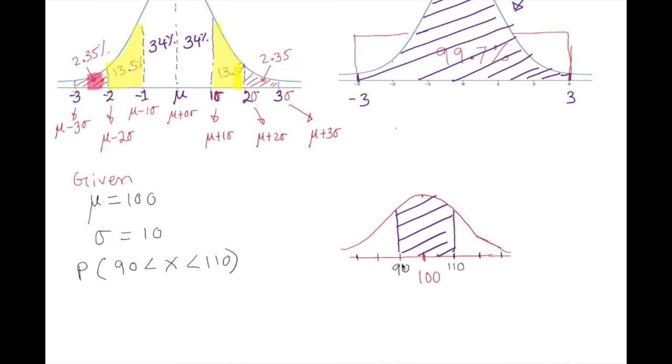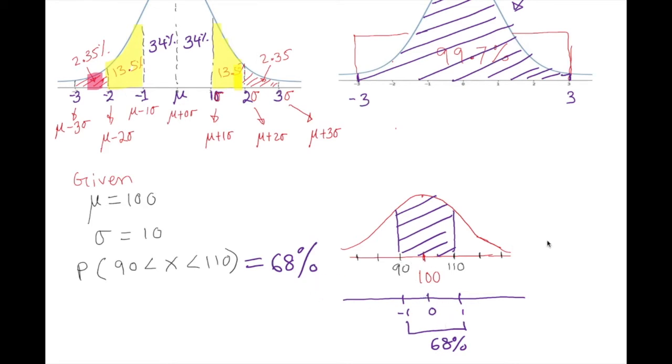If I look at the z-scores, right here is 0, that is 1 and that is negative 1. We know from here to here is 68% of the data. So our answer is a 68% probability that it will fall within 1 standard deviation. So the answer is 68%.